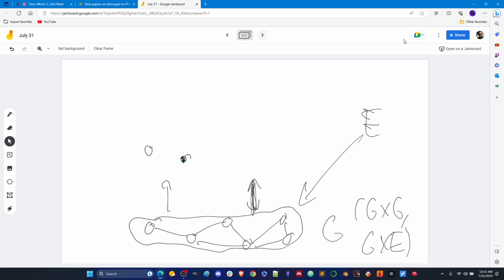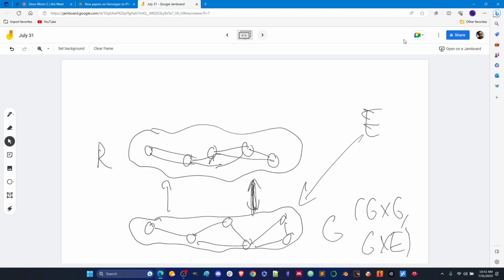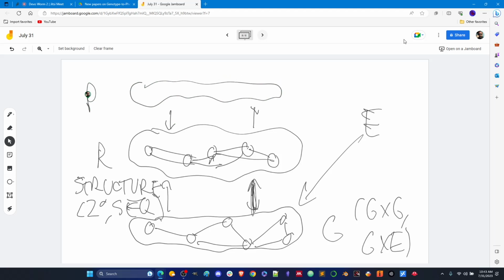Then we might have, well, we don't have that arrow. We have a proteomic or maybe an RNA phenotype lake. I don't know what you'd call this, RNA type or something. And there you have secondary structure and you have sequence structure. So you have two different forms of complexity. Then you go to your proteins, which has a lot of interactions, protein-protein interactions.